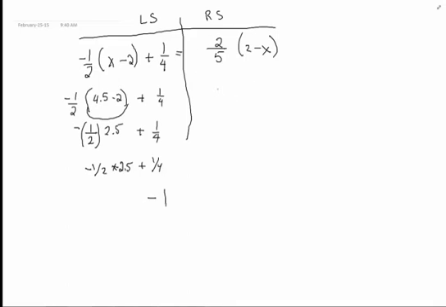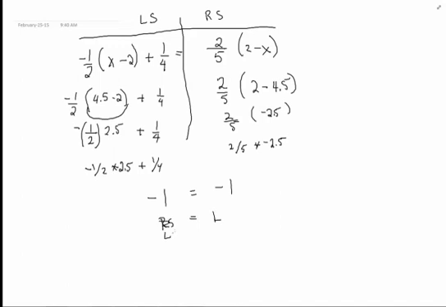Now we do the same process here. We have 2 over 5 times 2 minus 4.5. When we subtract this out, 2 minus 4.5 gives us negative 2.5. And now we'll just take 2 divided by 5 times negative 2.5 on our calculators, and that gives us negative 1. So our left-hand side equals the right-hand side. Sorry, I got my left and my right mixed up here. Left-hand side equals the right-hand side. So x is equal to 4.5.